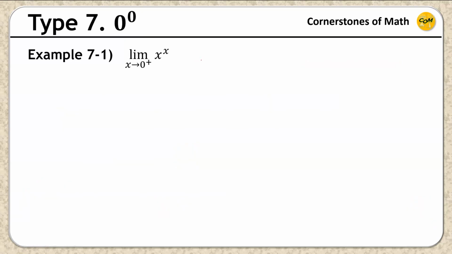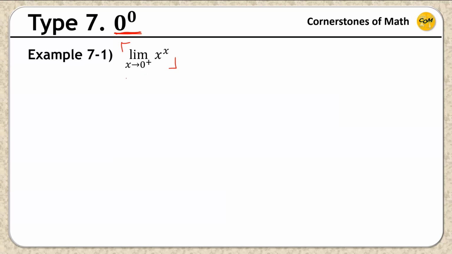And the final indeterminate type, the infamous 0 to the power of 0, which sparked many heated discussions and controversies over the internet. Perhaps it is best if we just dive straight into this example, limit of x to the power of x as x approaching 0 from the right.